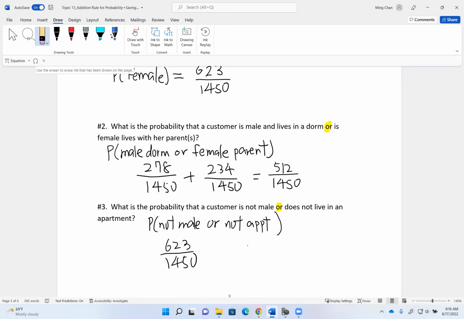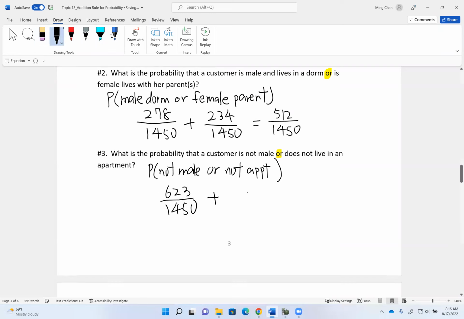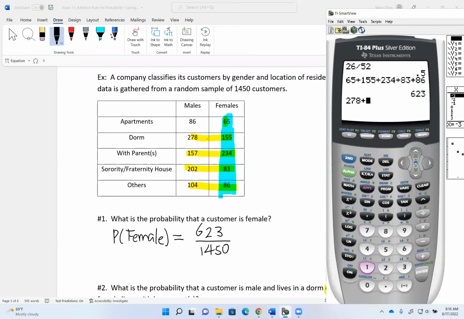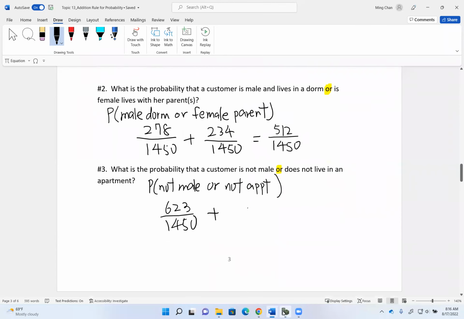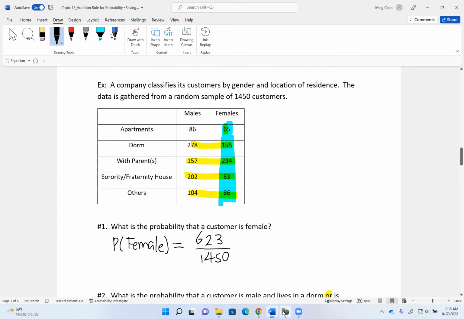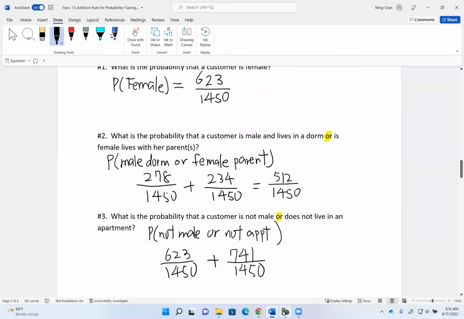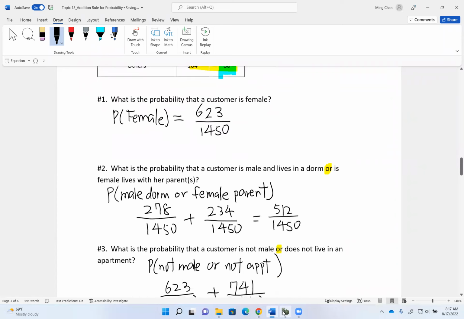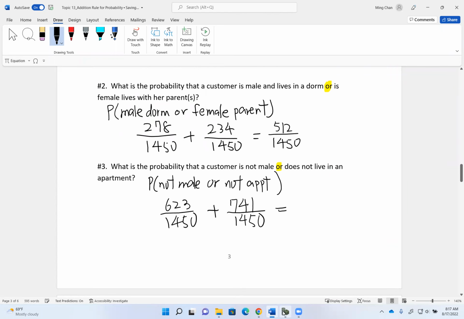So instead of writing down the subtraction so much, when I count the not living in apartment, I'm just not gonna count the repeated numbers that I just added up and down. So I'm just gonna add these numbers right here, 278 plus 157, plus 202, plus 104. So that's 741. So I already subtracted off, or am not even counting, the overlapping portion. So instead of doing all that and then subtracting, I just don't count this twice in my computation. So if we add up the numerators, not male or not in the apartment is 1364 out of 1450.